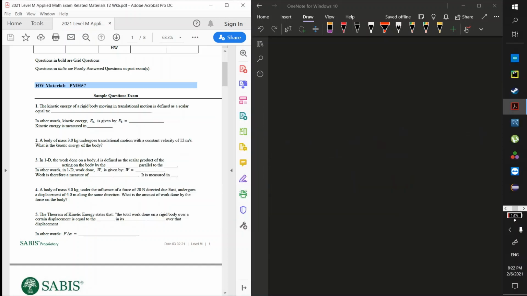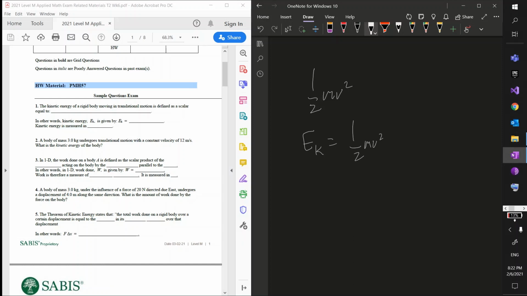Okay, so question number one. The kinetic energy of a rigid body is a scalar product equal to half mv squared. In other words, kinetic energy Ek is also going to be half mv squared. What units is it measured in? Half is a constant, you don't worry about it.